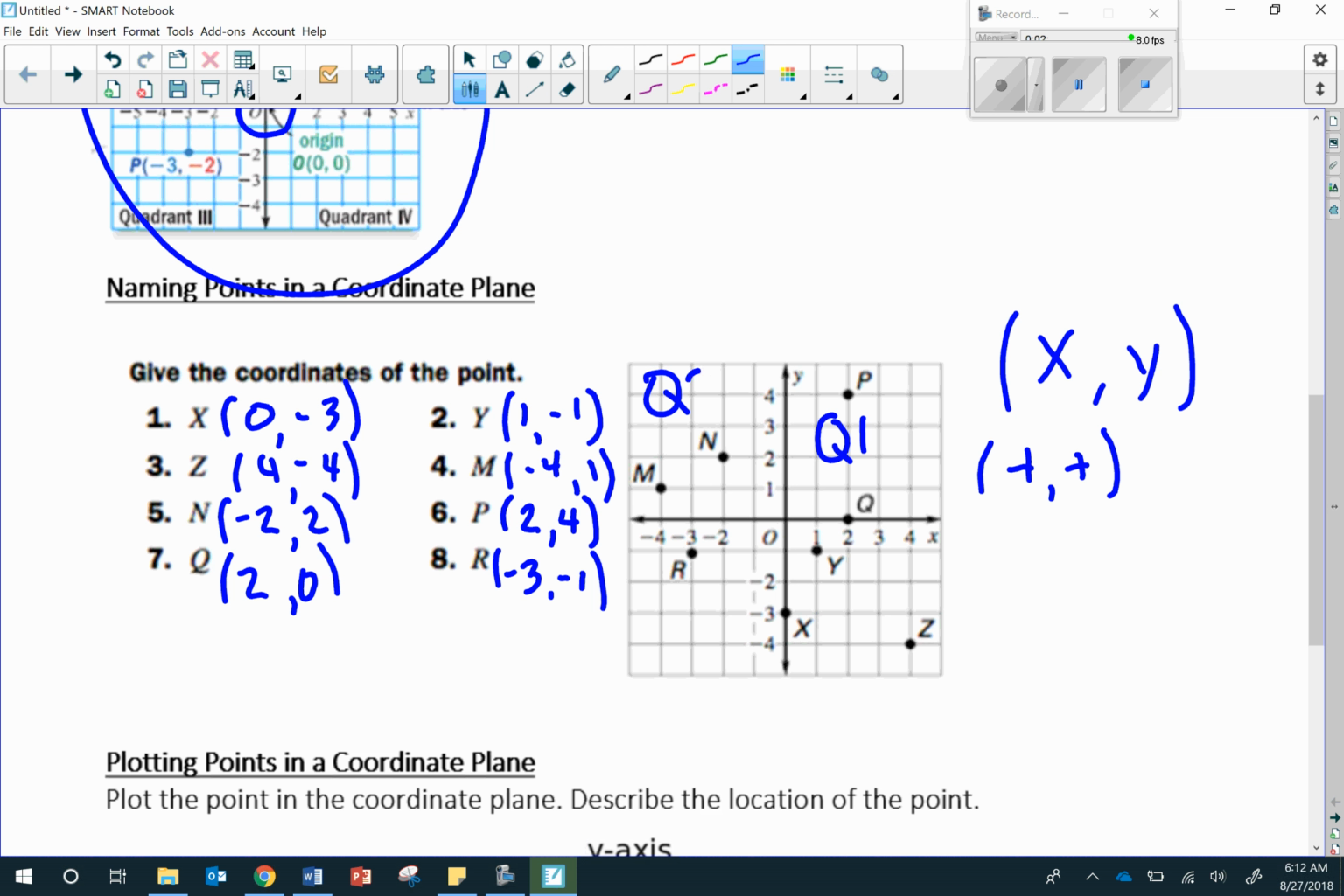If you notice points in quadrant 1, those will always have values that are positive, positive. Quadrant 2 will always have coordinates that are negative, positive. Quadrant 3 will always have coordinates that are negative, negative. And finally, quadrant 4 will always have values that are positive, then negative.